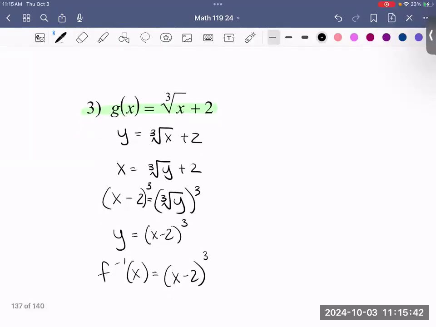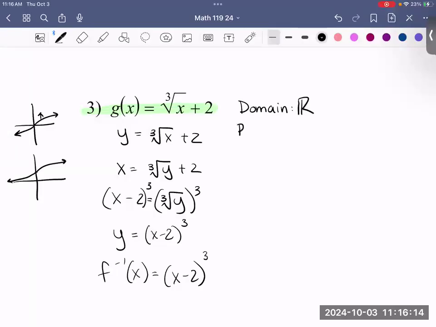Now let's take a look at your domain here. So your domain of your function. Now think about what we talked about with your transformations. This graph used to look like this, and we've just transformed it up by 2. So it went up by 2, and it should look like this. Now, what is your domain of this graph? It should be all real numbers, and your range should once more be all real numbers.